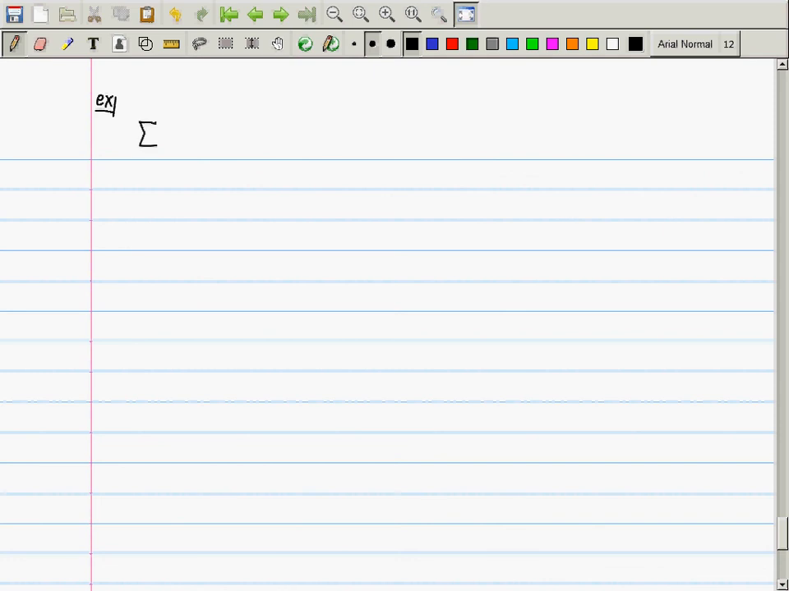Here's a series from n is 1 to infinity of 1 over n squared plus 1. Now, here's one thing you could do, but I don't recommend you do it. You could use the integral test. You could do it, and then you could do this.